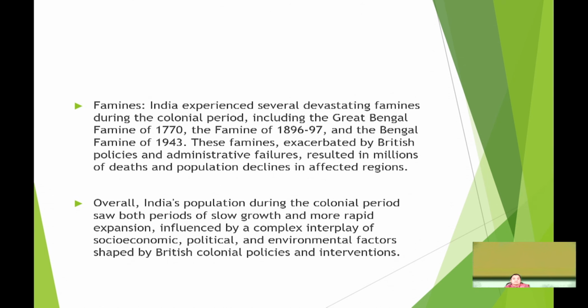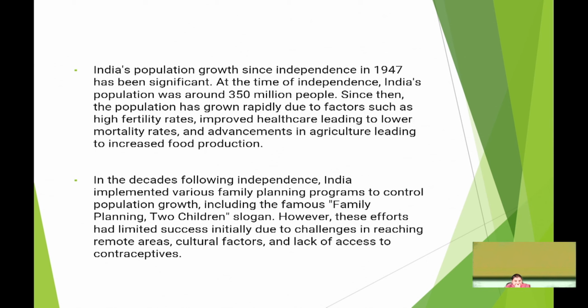India also experienced several devastating famines during the colonial period, including the Great Bengal Famine in 1717, the famine of 1896-97, and the Bengal Famine of 1943. These famines, exacerbated by British policies and administrative failures, resulted in millions of deaths and population decline in affected regions. Overall, India's population during the colonial period saw both periods of slow growth and more rapid expansion, influenced by a complex interplay of socio-economic, political, and environmental factors shaped by British colonial policies and interventions.